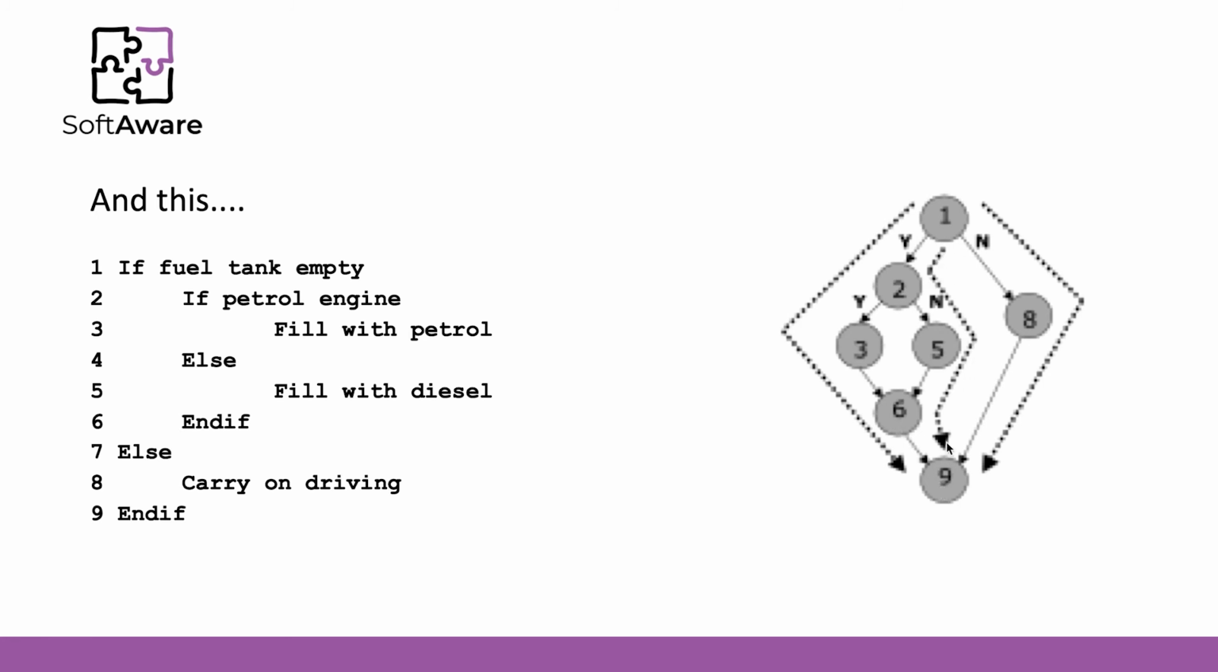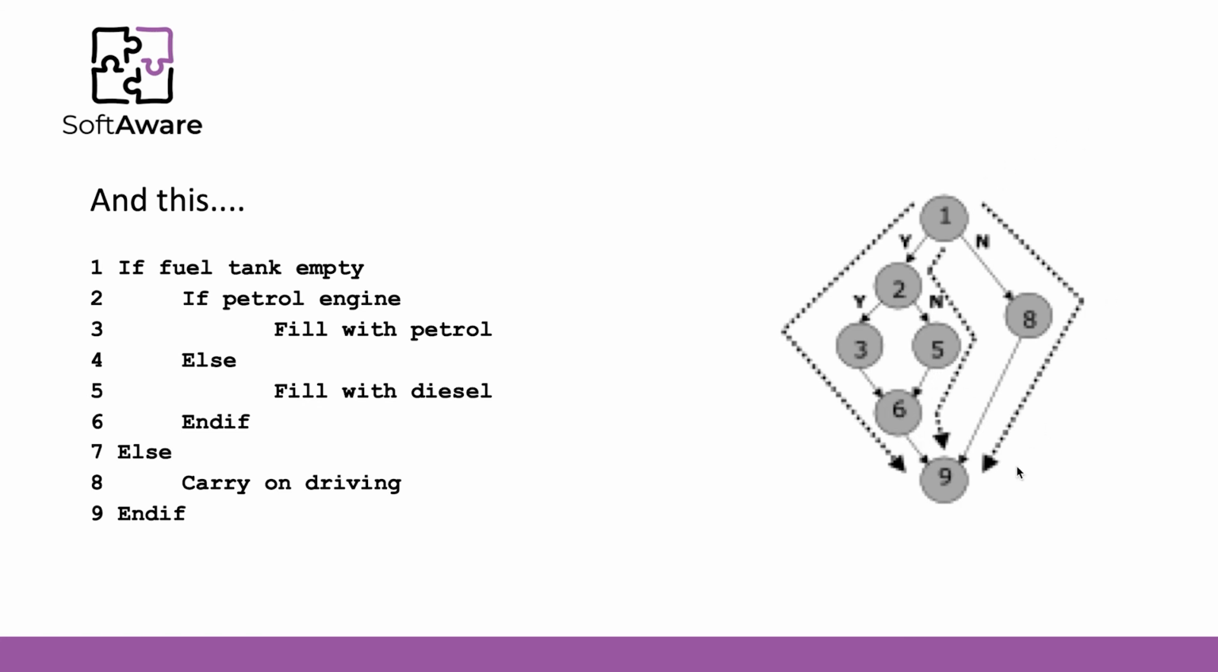Regarding test case number 2, we can say that the conditions for the test case are the following. The fuel tank is empty. So I get to the line of code number 2. The engine is not petrol. Okay, so I'm directed to this other branch of the decision, and I get to line number 5. And in line number 5, I execute the statement, and then I complete the 2 decisions.